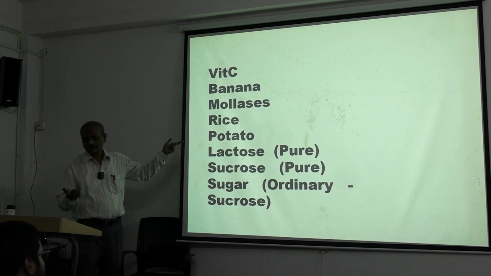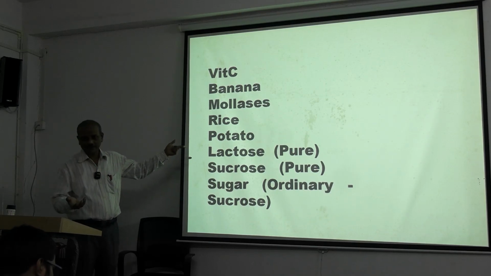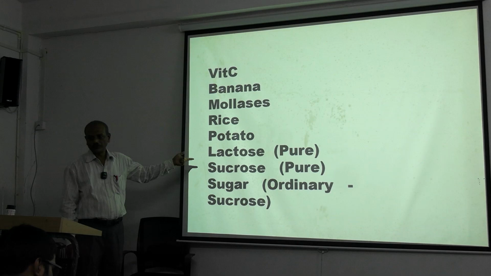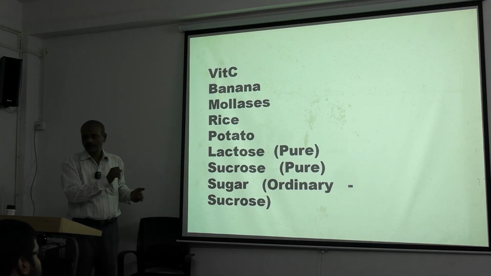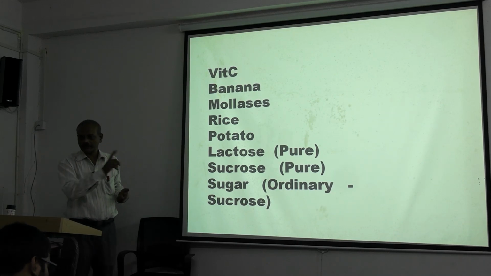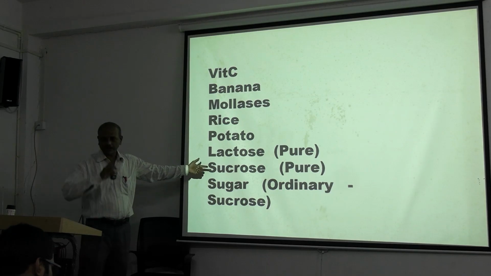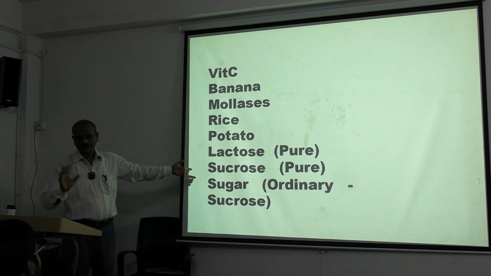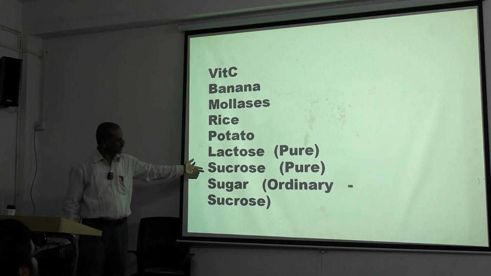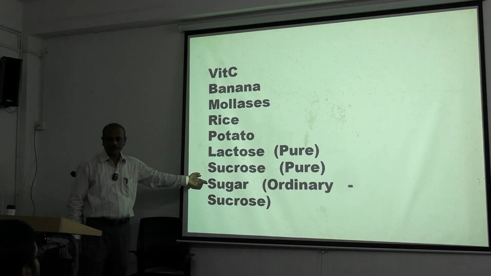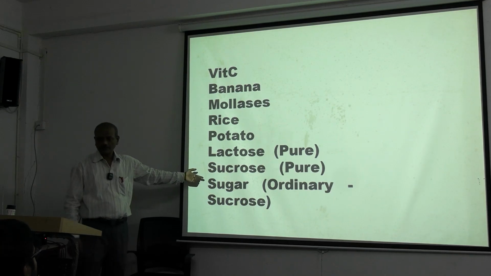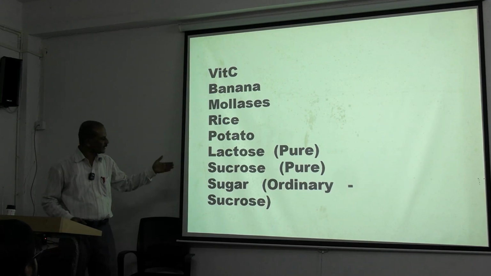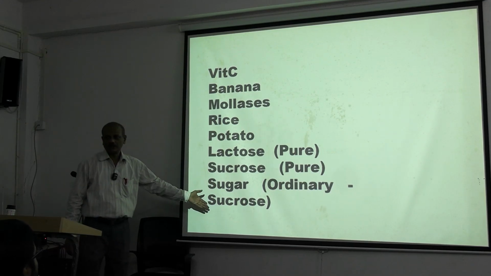Rice, it is a carbohydrate. Potato, again it is a carbohydrate. Starch is there. Lactose in pure form, I brought it; one staff technician came yesterday with the lactose and sucrose and that was packed. I have collected it. I do not want that packet container to be repeatedly opened. Sucrose also I have taken and brought, as I committed. Sugar I will bring from my room. This is an ordinary sucrose. Basically this sugar is sucrose, but it is not pure.